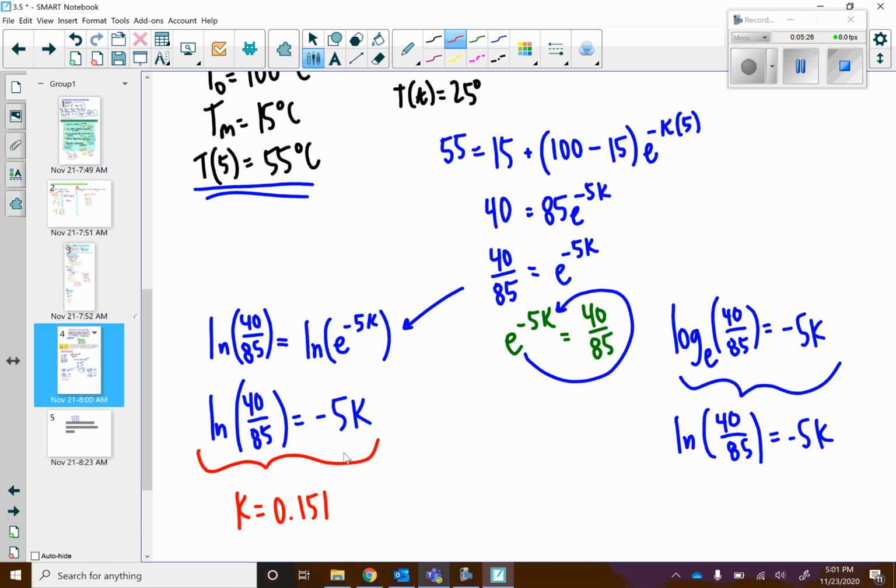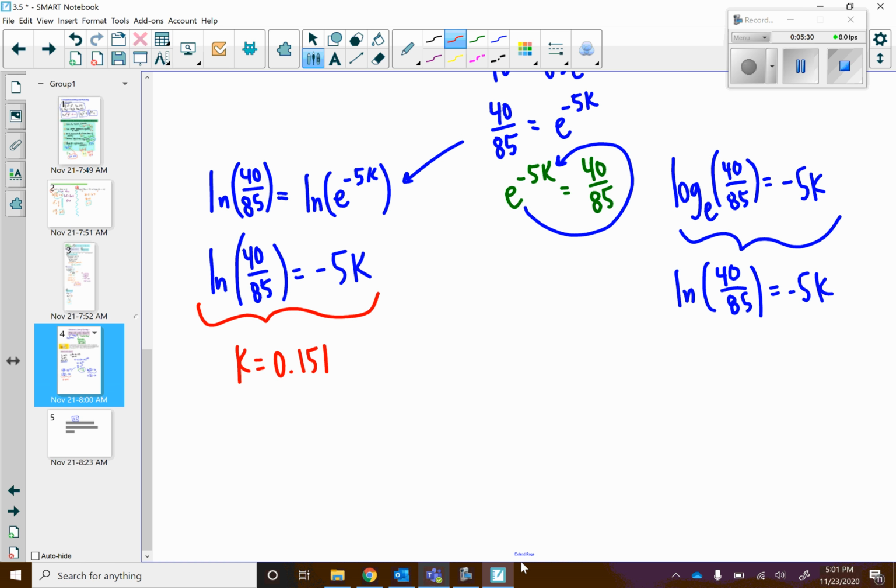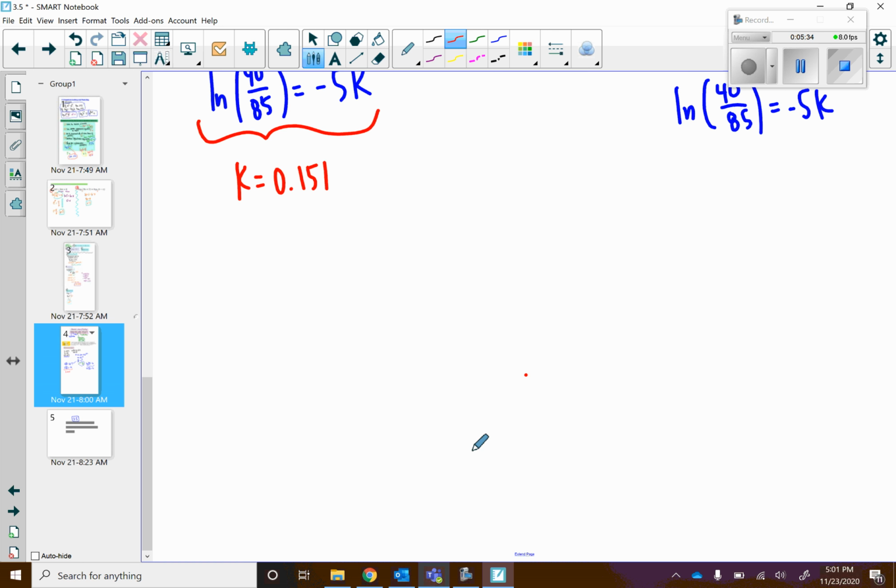Now, this is not our answer. We just found the value of k, which was a variable. However, we need this to find our answer because we need that value in our equation. So now we have the temperature at time t is equal to 15 plus 85e to the negative 0.151t. This is our general equation.